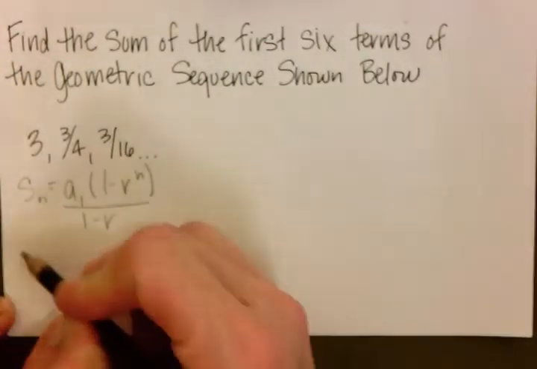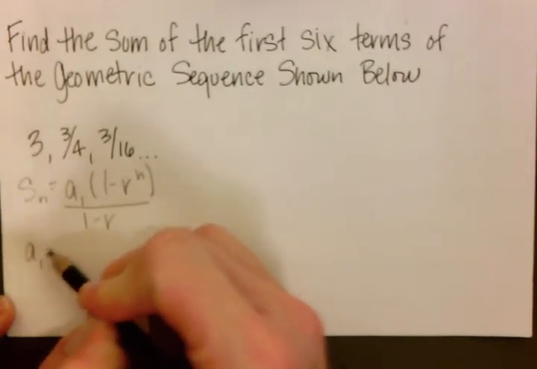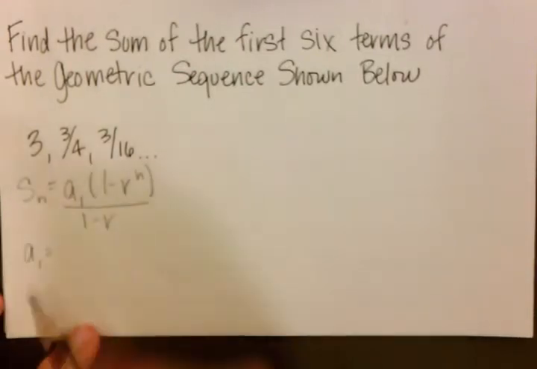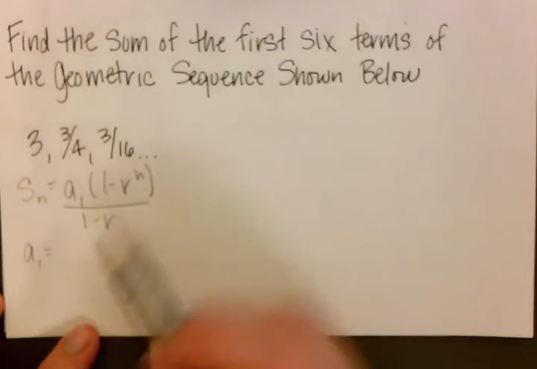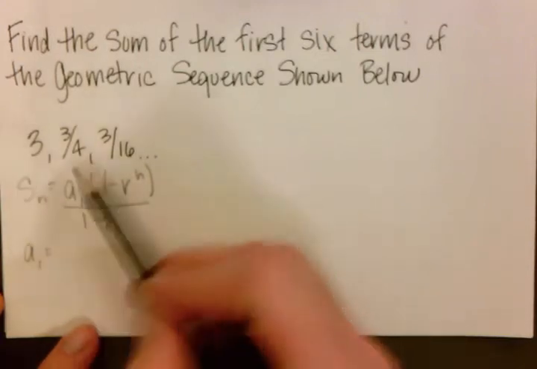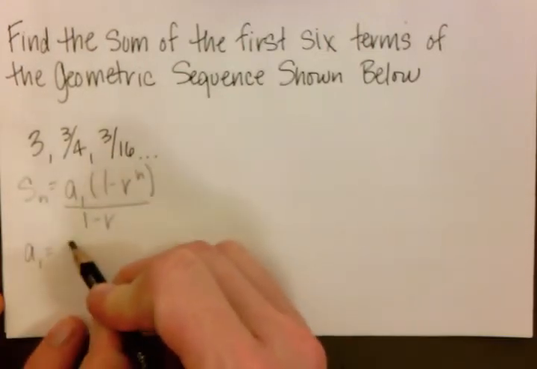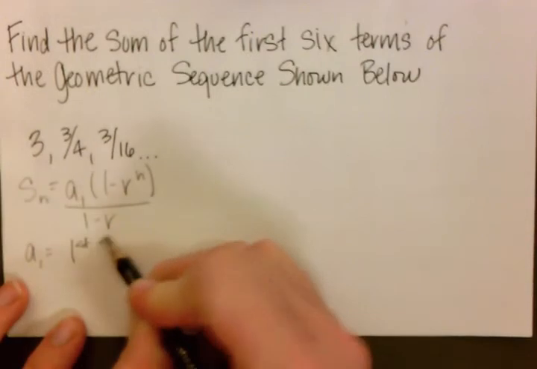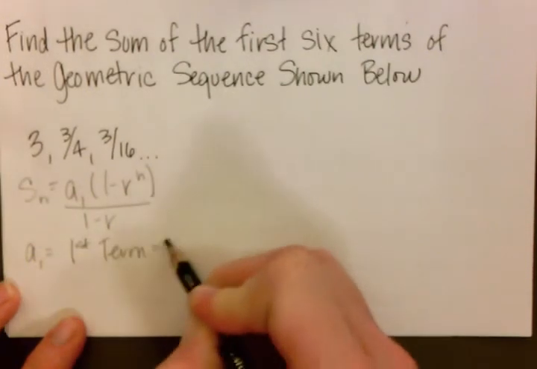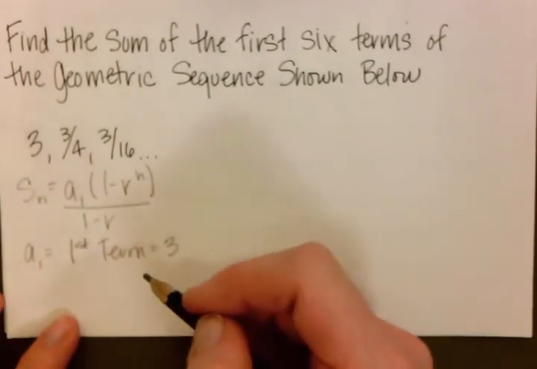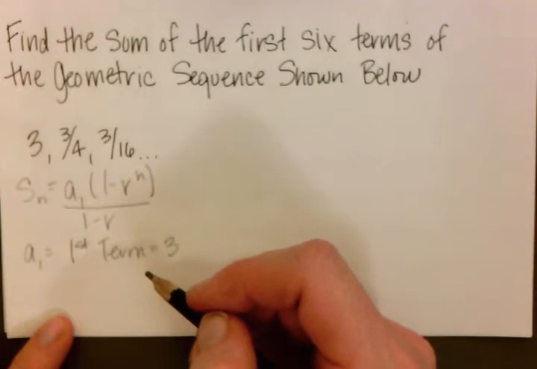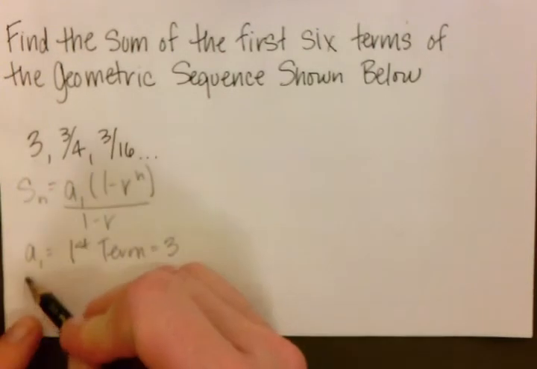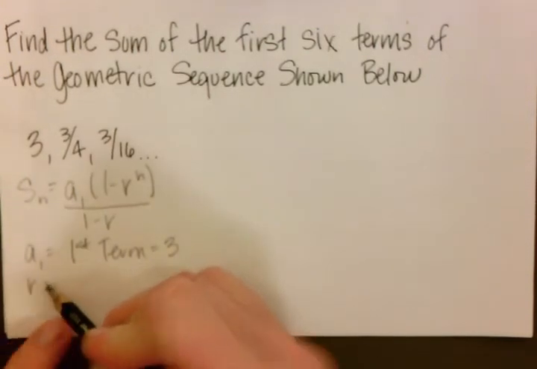So the first thing we have is a sub 1, and we know that a sub 1 is our first term of the sequence. They gave us 3, 3/4, and 3/16, so our first term is going to be 3. And then the next thing we have is r, and r is the common ratio.